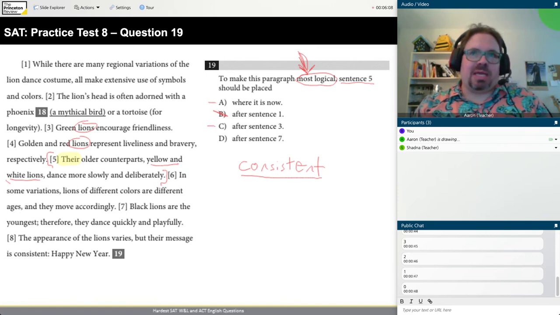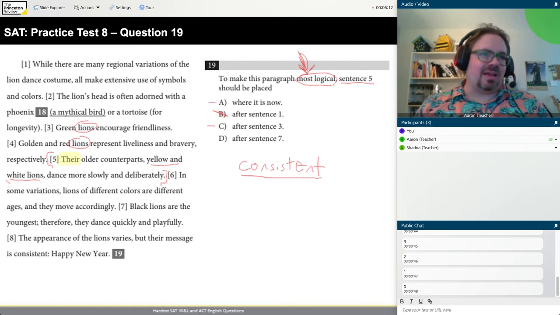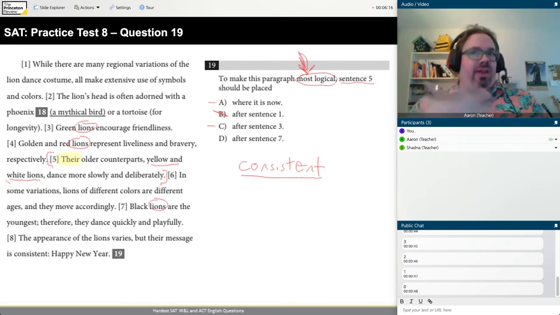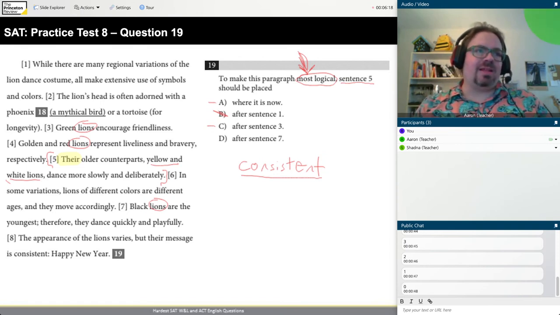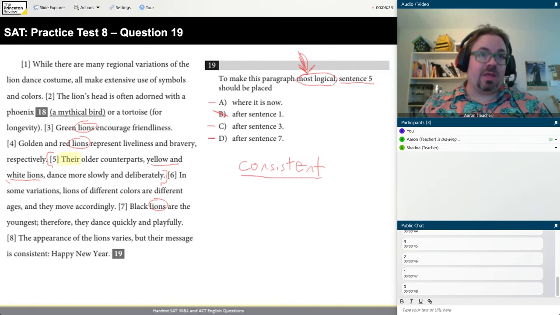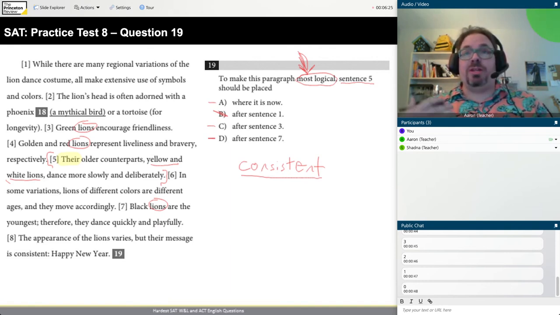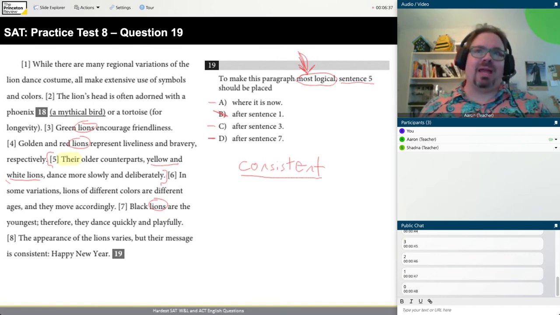Once again, I'm going to keep going. Now, after sentence seven, so if we look at sentence seven, black lions, okay, cool. We got, once again, these could be the counterparts. Black lions are the youngest, therefore they dance quickly and playfully. So most of the time when you do this approach, the first time through, there's only one answer choice that makes any sense at all. You see, their older counterparts, there would be only one sentence that could be the younger, the reverse counterparts to the yellow and white lions.